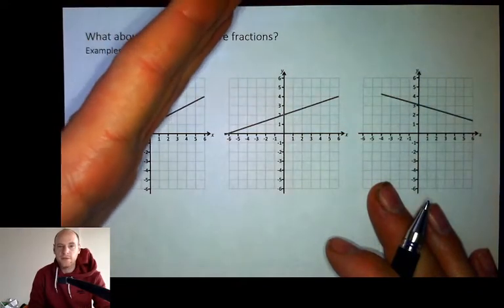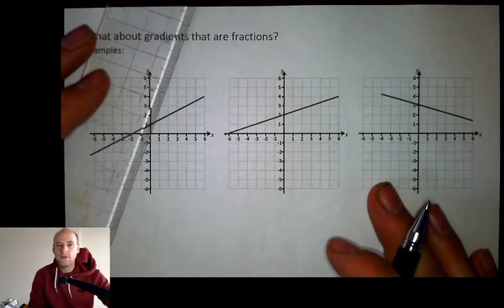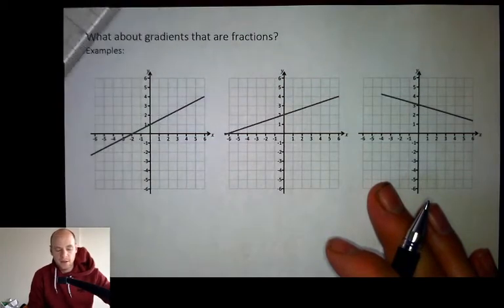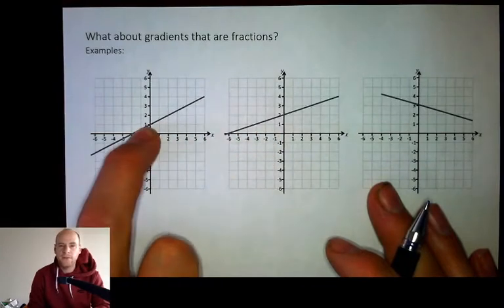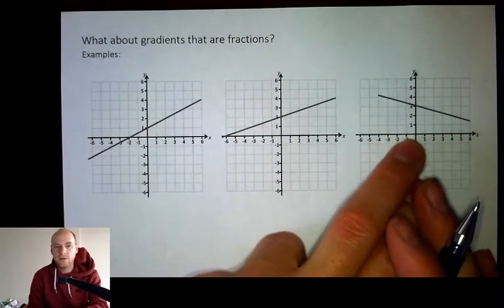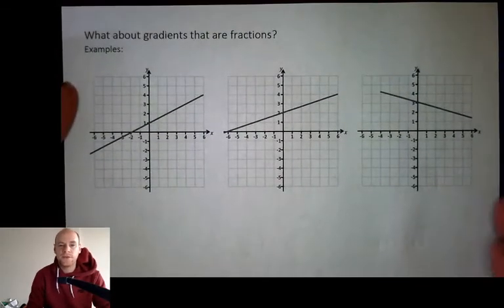So the gradients before were quite a lot steeper. The gradients we've been working on have been looking like that, or like that, or like that. So we've got a much flatter graph. This one's even flatter than this one. And this is obviously negative and quite flat. And the reason that they are flat is because they have a fraction for the gradient.